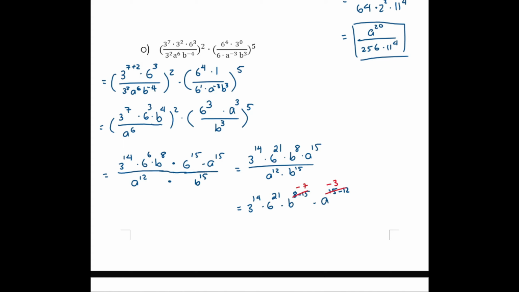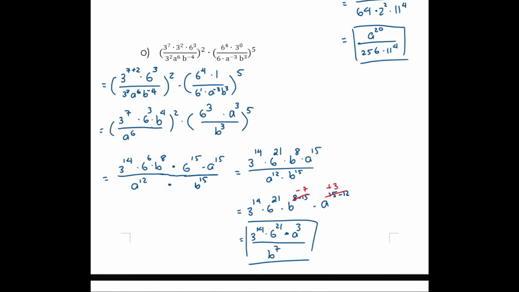So at this point, not minus 3, positive 3. I can't do math. Okay. So at this point, we can just write 3 to the 14 times 6 to the 21. Uh-oh, b to the minus 7 is a negative exponent. So we're going to flip that onto the bottom here and change that minus 7 to a positive 7. And here we've just got a to the positive 3. So that is your answer for question O.